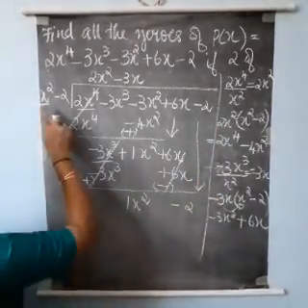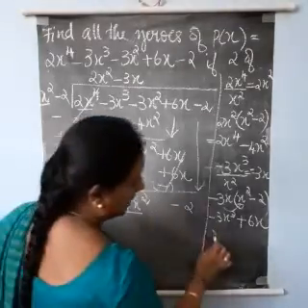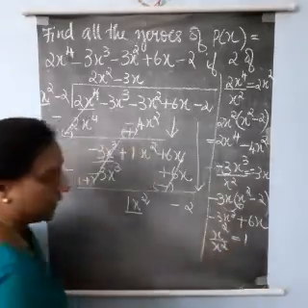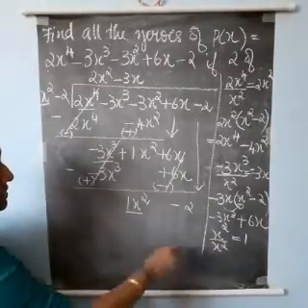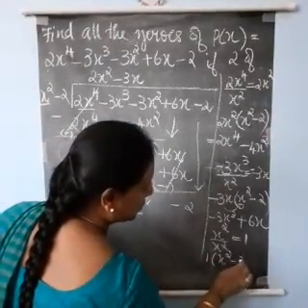Now what should you do? You should divide the first term here by the first term there. So what will you get? X squared by x squared is equal to 1. So now this, when you multiply 1 by x squared minus 2, what will you get?